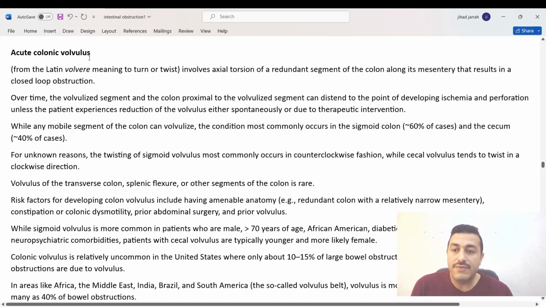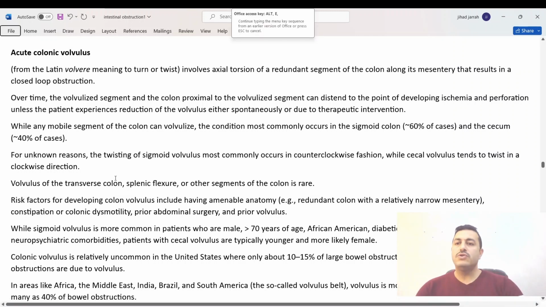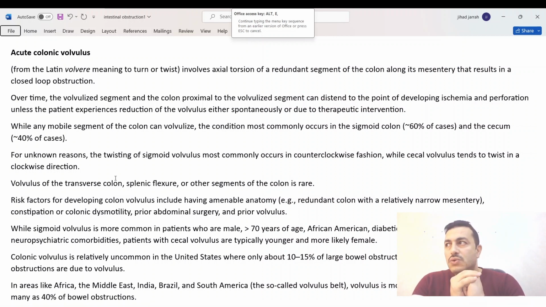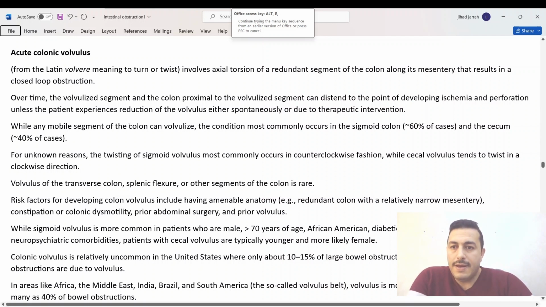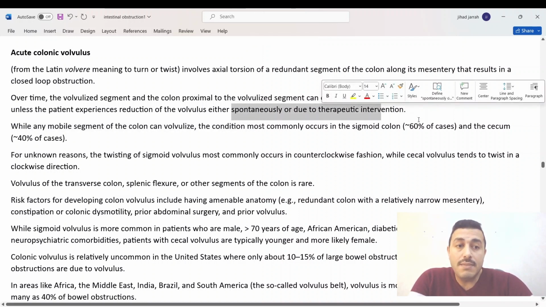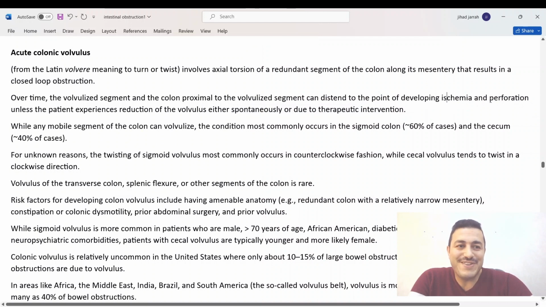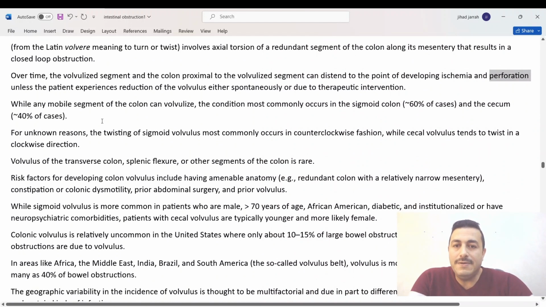We said acute colonic volvulus. Actually, when volvulus happens, this will lead to what we already discussed, closed loop obstruction. There will be a proximal and distal part that is compressed, so it will lead to a closed loop obstruction, and this, if not treated or spontaneously resolved, will lead to ischemia and perforation.